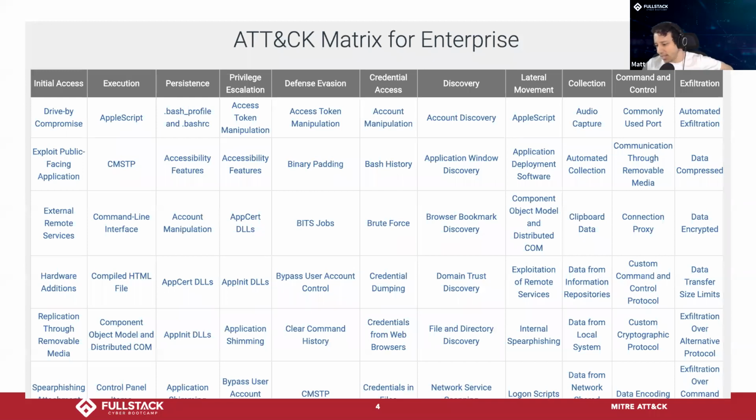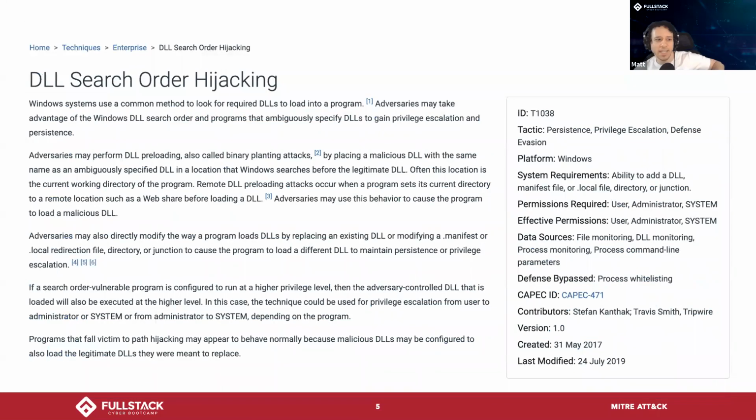If we click down into T1038, the DLL search order hijacking, I don't know where that is under, I think it's under privesc, or might not be, but this is what it looks like when we actually click under it. It gives you a description of the tactic. It's under persistence, privilege escalation, and defense evasion, right? This is what the bad guys are trying to do. They're trying to get persistence. They're trying to elevate their privileges, and they're trying to hide from you. This is the technique right here, DLL search order hijacking.